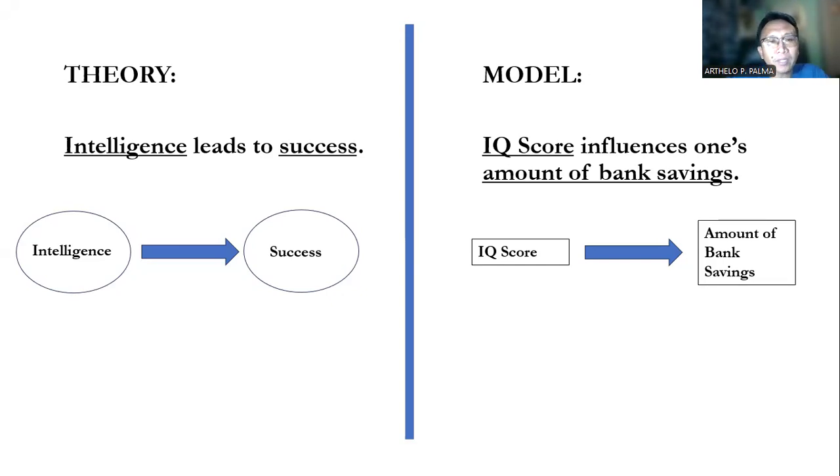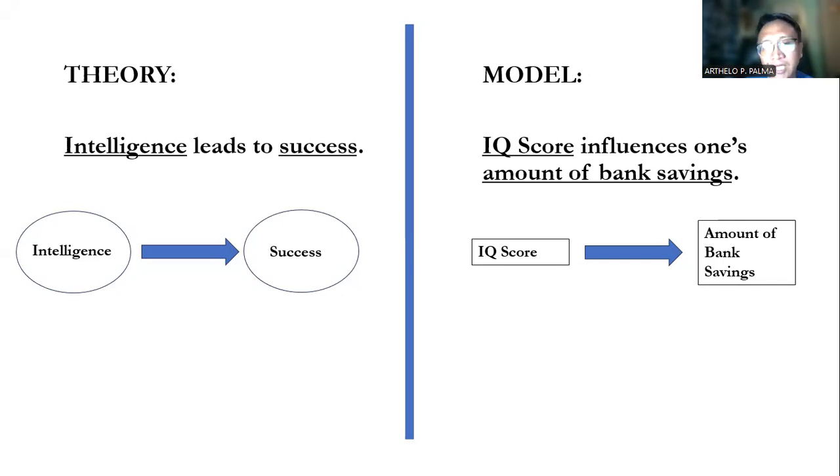Anyway, the point here is that you have these constructs here: intelligence and success. So you read the literature, for example, and then you found out that intelligence could be measured using IQ score, because intelligence cannot be directly measured: it's a construct, an abstract concept.